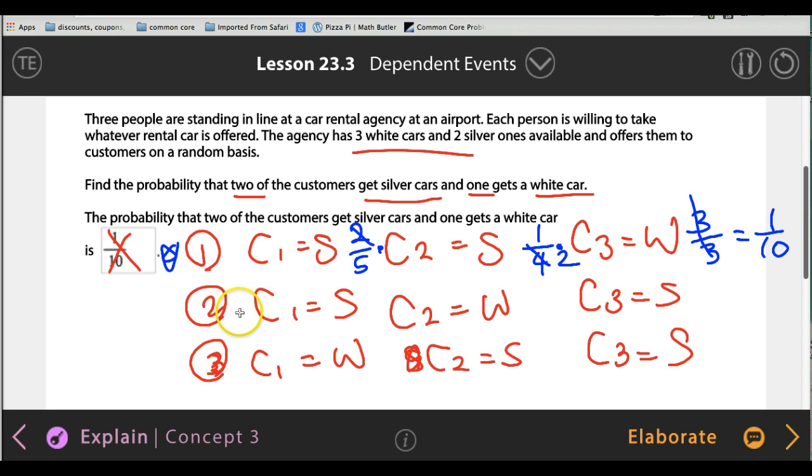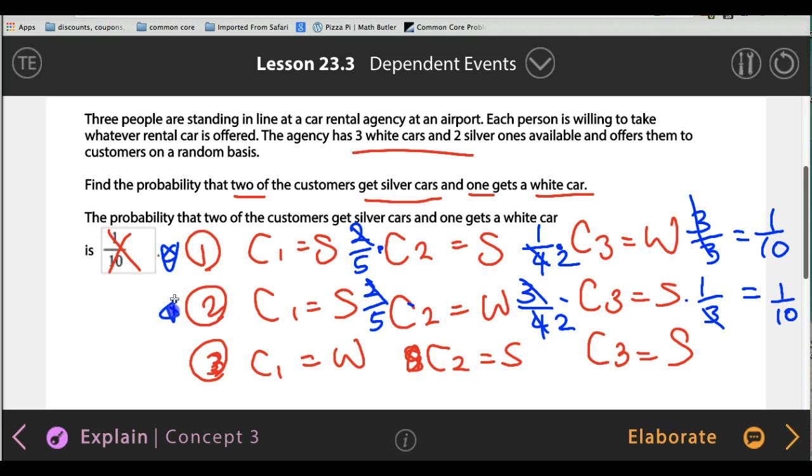What about the second situation, when customer 1 and 3 get a silver car and customer 2 gets white? Okay, out of 5 cars, how many silver cars are there? 2 times. Now we have 4 cars, and the second customer got a white car, so that'll be 3 out of 4. And then times customer 3 got another silver one. So out of 3 cars, how many silver cars are left now? Only 1, because this person took the other one. So when you multiply all of them together, the 3 and 3 cancel out. 2 goes into 4 2 times, so same thing, 1 over 10.